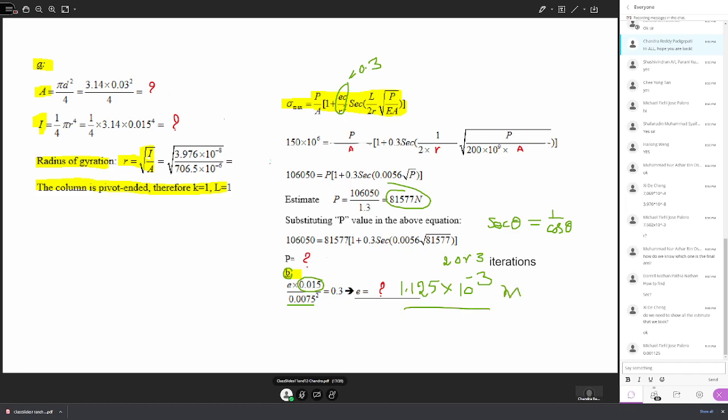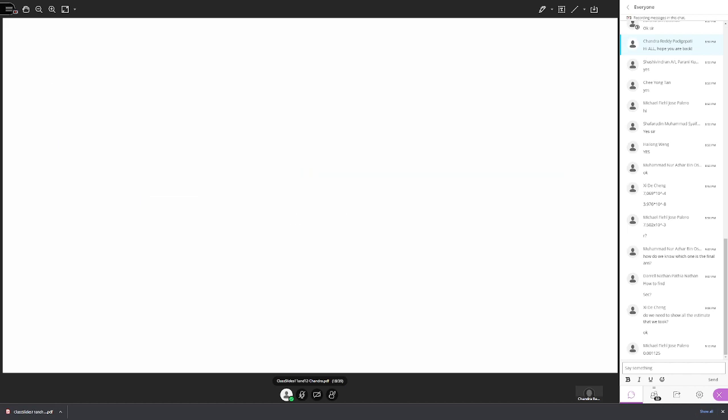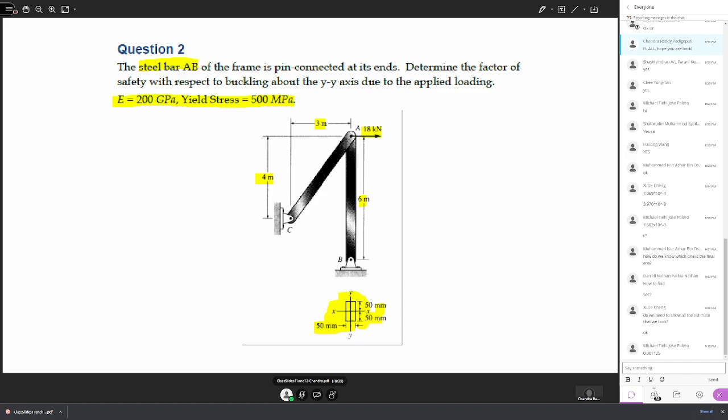All right. So I clear this, then we'll move on to the next question. This question is a direct application of the secant formula. The calculation is based on the trial and error method. Otherwise, all the given data is available in the description.